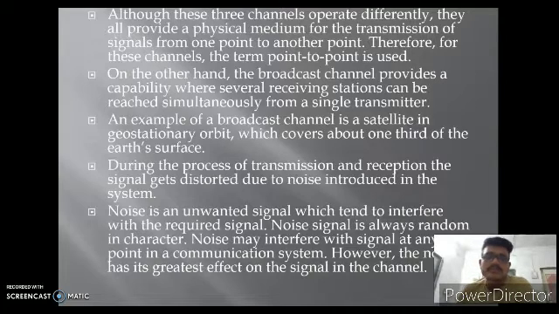During the process of transmission and reception, the signal gets distorted due to the noise introduced in the system. Noise is an unwanted signal which tends to interfere with the required signal. Noise signal is always random in character. Noise may interfere with the signal at any point in the communication system. However, the noise has the greatest effect on the signal in the channel.